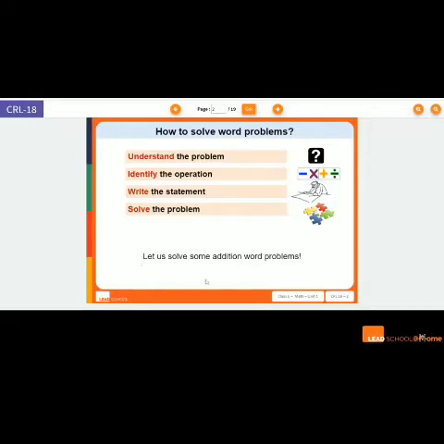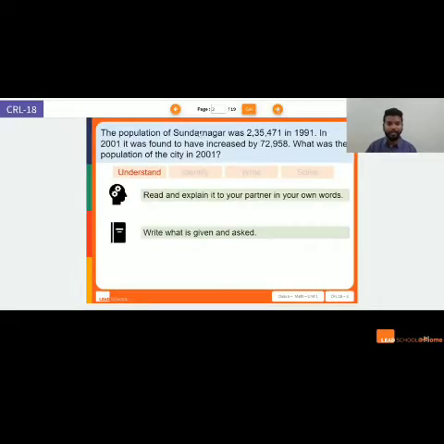Great. Let us solve some additional word problems. Alright. Let us see. The population of Sundarnagar was 2,35,471 in 1991. In 2001, it was found to have increased by 72,958. What was the population of the city in 2001?